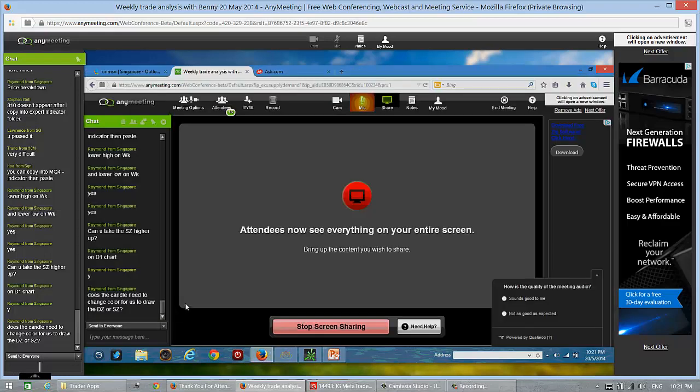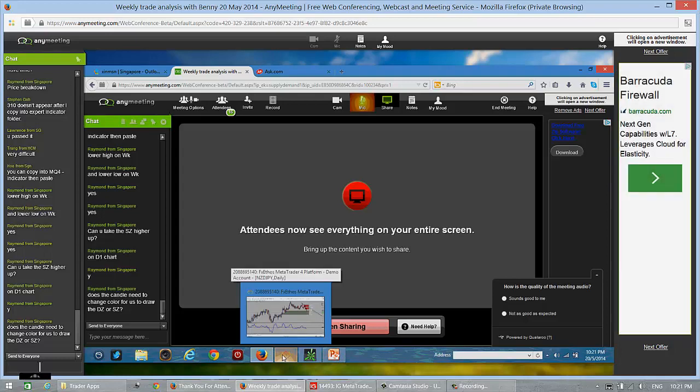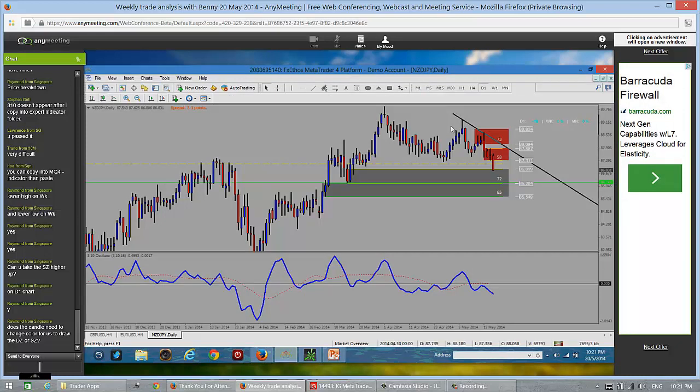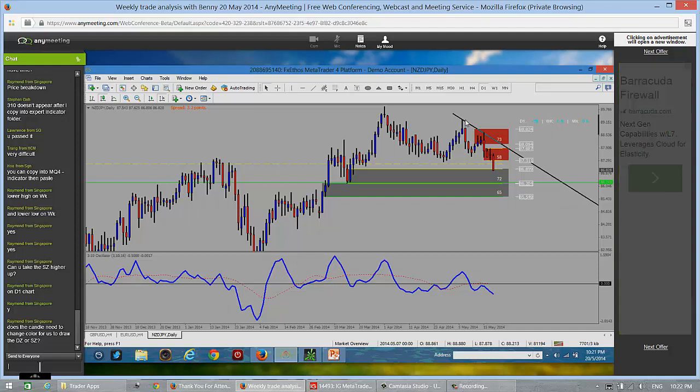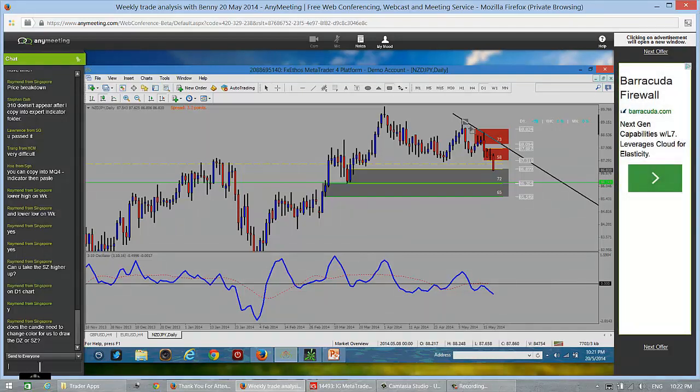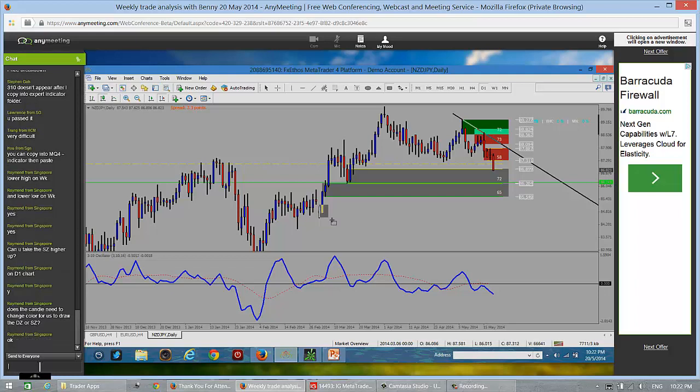Do we change color for us to draw the demand and supply? Does the candle need to be changed? Does the candle need to change color? No, it doesn't need to. The rule is the candle that is less than 50% body is part of the base, and we should consider that as the supply. This is the supply. So it's a 50% candle. Okay. This is demand.